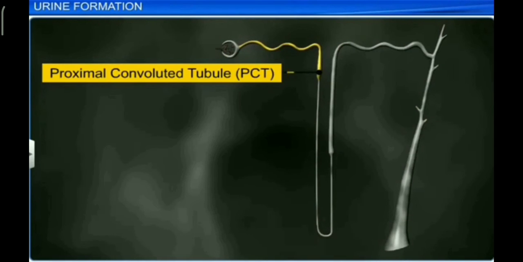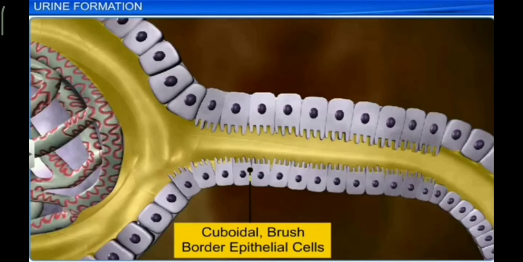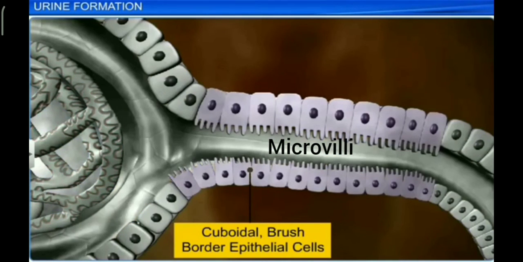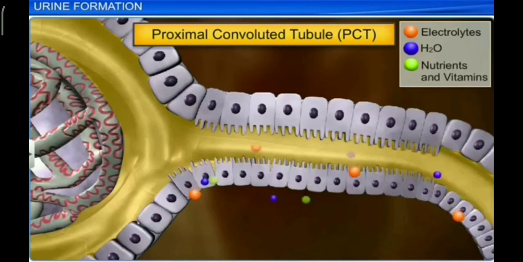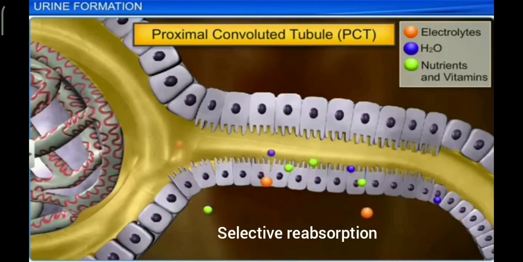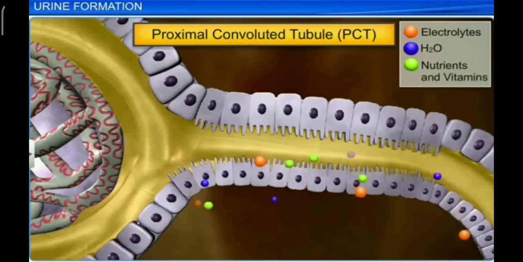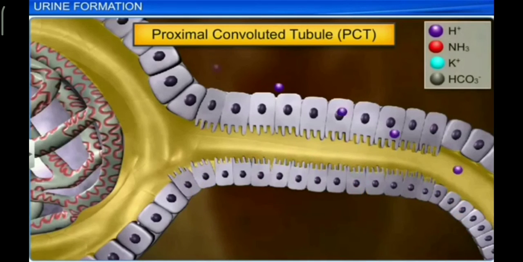PCT, or proximal convoluted tubule, is a highly coiled part of the nephron. It is lined by cuboidal cells with a brush border called microvilli. It is surrounded by peritubular capillaries. It helps in selective reabsorption. Due to convolutions, the filtrate flows slowly and remains in the PCT for a longer duration. Due to this, the maximum amount of useful substances is reabsorbed by the blood.